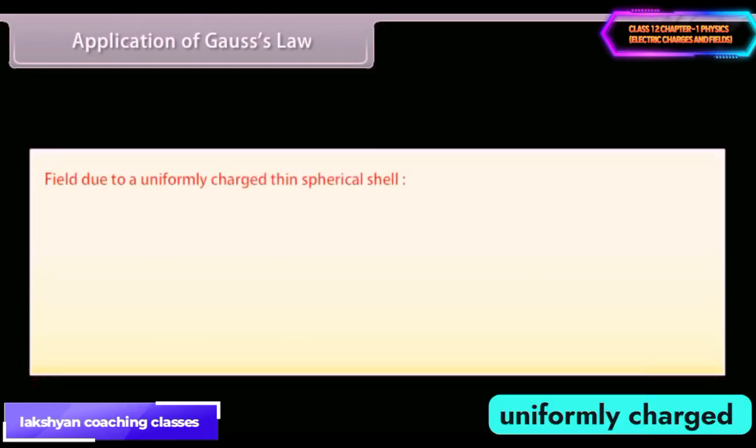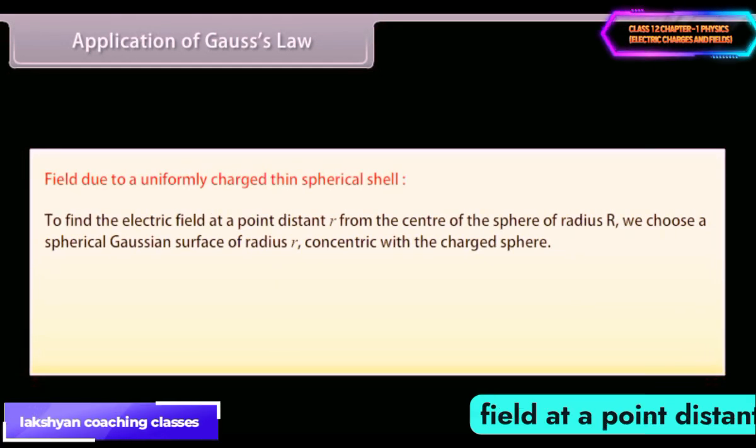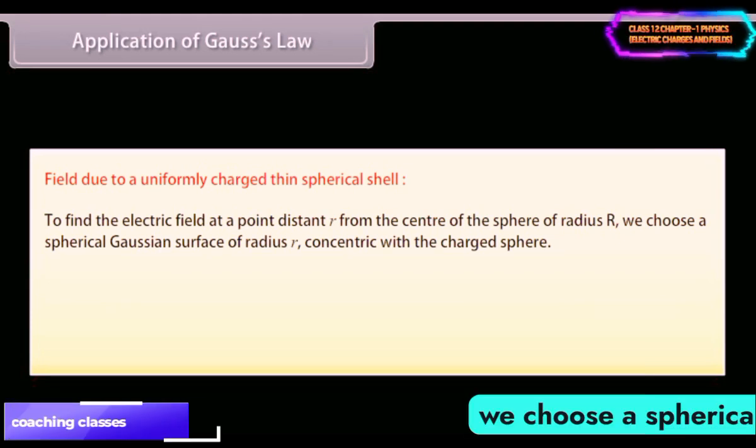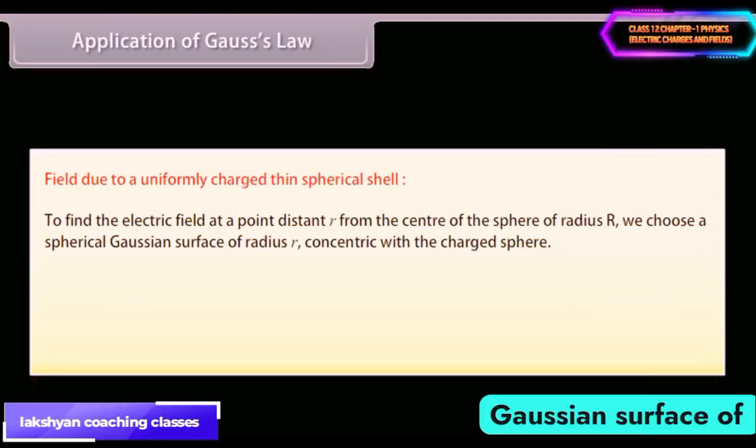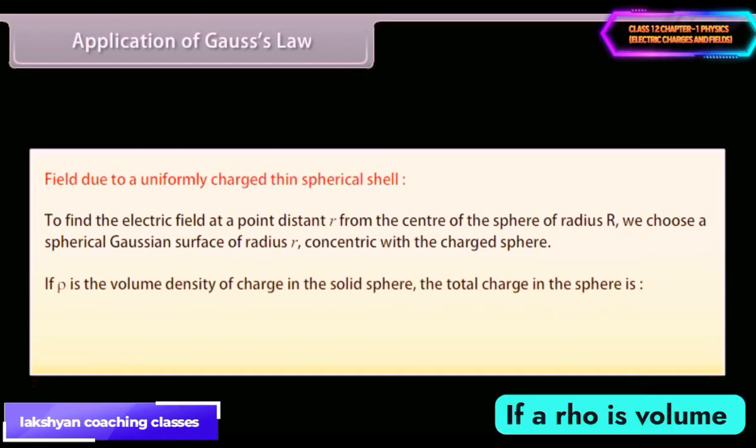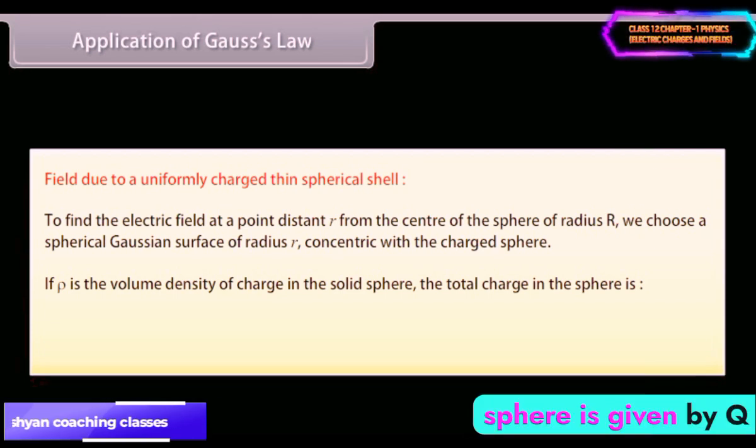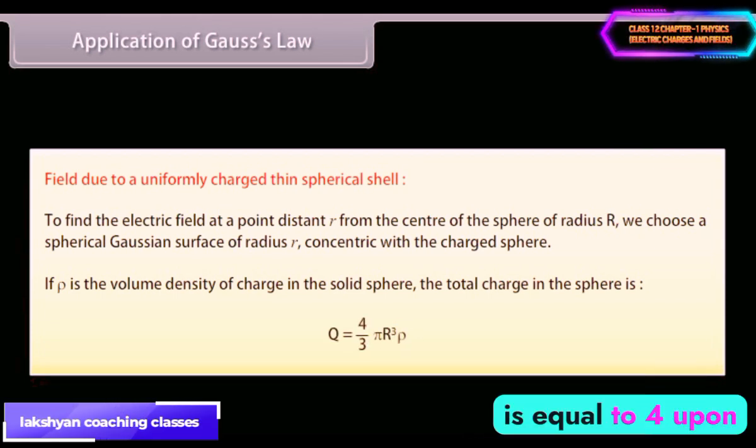Field due to a uniformly charged thin spherical shell. To find the electric field at a point distant r from the center of the sphere of radius R, we choose a spherical Gaussian surface of radius r concentric with the charged sphere. If rho is the volume density of charge in the solid sphere, the total charge in the sphere is given by Q equal to 4 upon 3 pi R cube times rho.